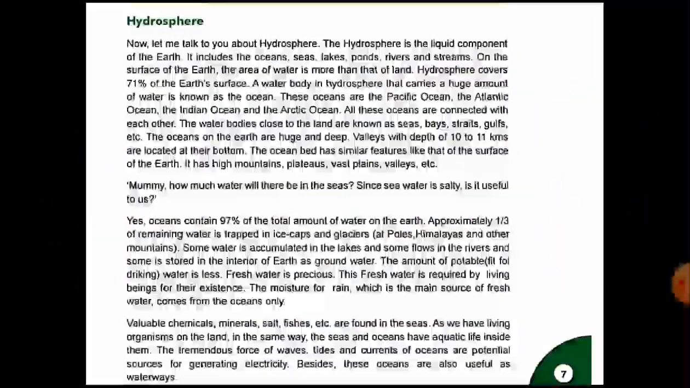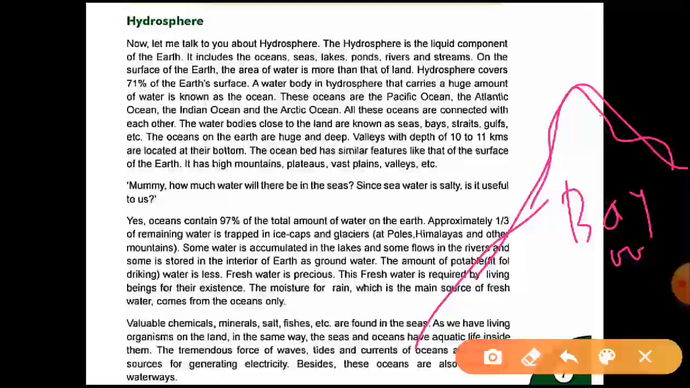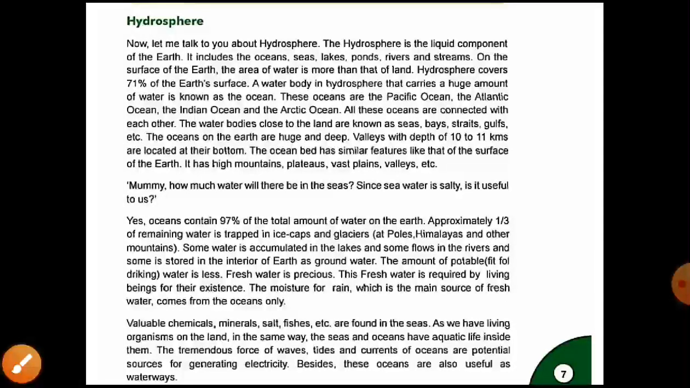All these oceans are connected with each other. No ocean is separate from the other oceans; all are connected to each other. The water bodies close to the land are known as what? We all know the Bay of Bengal. So a water body nearby the land has different names: seas, bays, straits, gulf, etc.